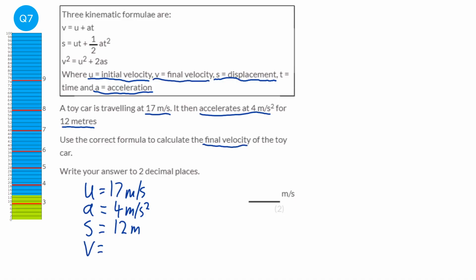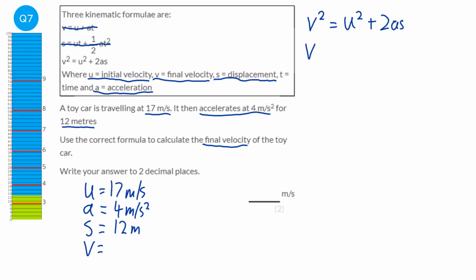So we're going to find out which of the formulas we're going to use. Now notice we're not given the time, so all the formulas with t in them are not going to be useful. We're not looking for or given the t. And it's going to be the last formula, v squared equals u squared plus 2as.